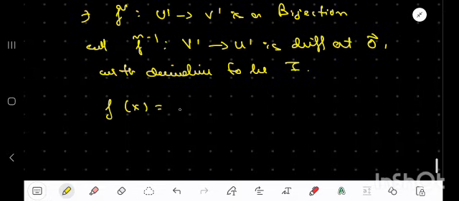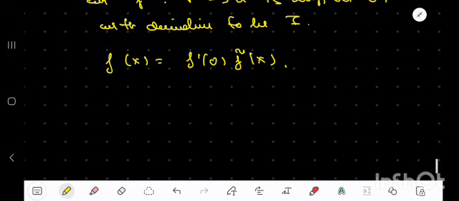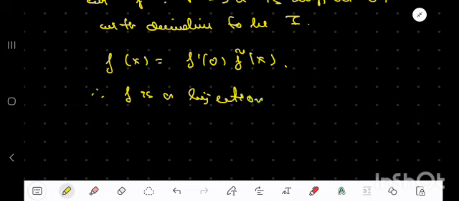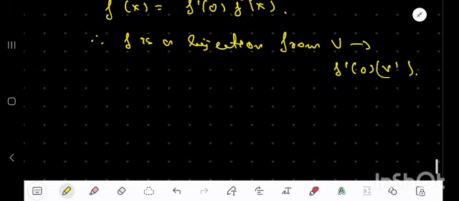Now we have chosen f tilde in such a way that f of x is nothing but f prime at the origin times f tilde of x, right? Now f tilde is a bijection. F prime at the origin, which is the identity map, is also a bijection. Therefore, f is a bijection from u to the image of v under f prime at origin, right? As I said, f prime is also a bijection.